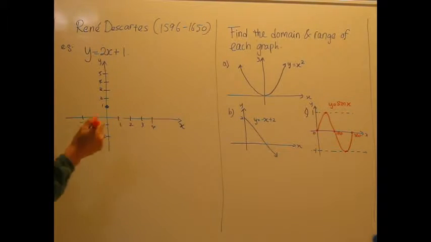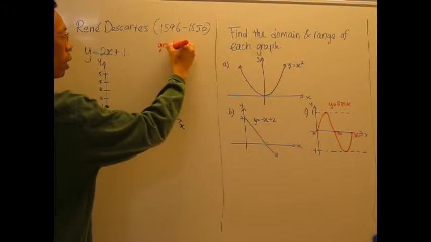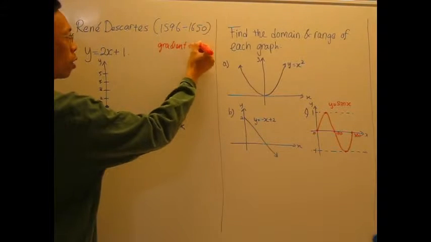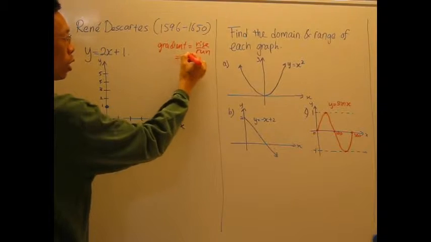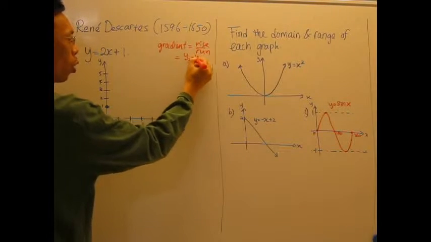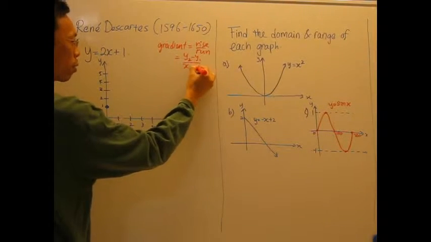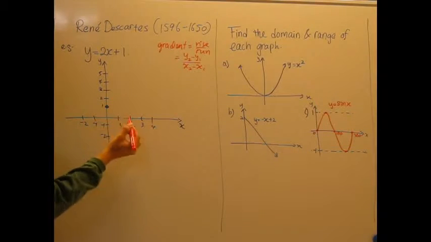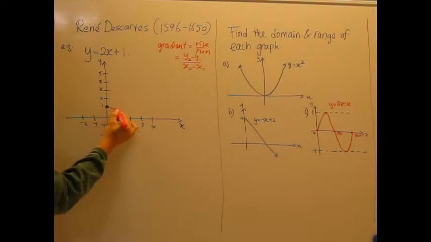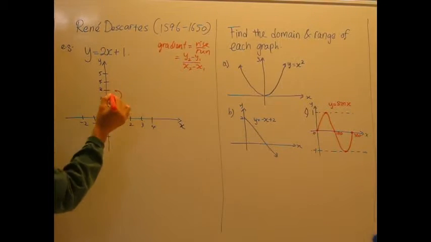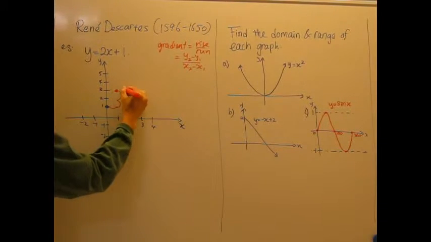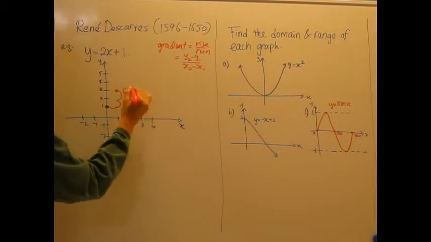2x is the gradient. What is gradient? Gradient is rise over run. Remember that? That is the change in y over the change in x. So from here, I go 1 step to the right, and then 2 steps up. 1, 2, right? So this is another point. This is the point (1, 3).